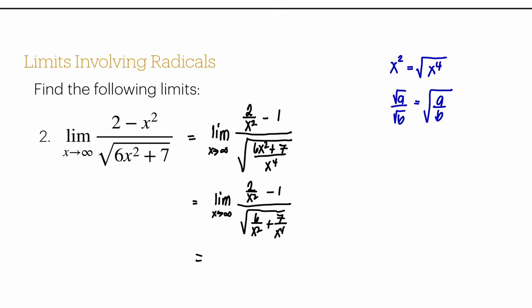So this would be 0 minus 1, and this is 0 plus 0. And so that would be 2 over 0. And so our answer is that the limit does not exist. So we were able to predict that indeed the limit does not exist because the degree of the numerator, x squared, is greater than the degree of the denominator, x.